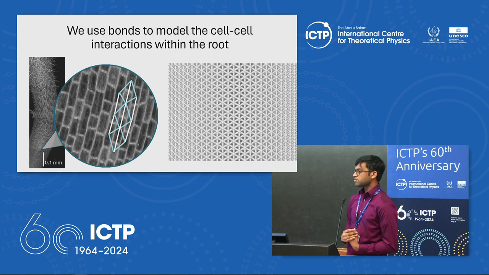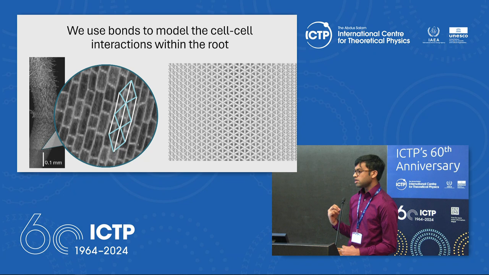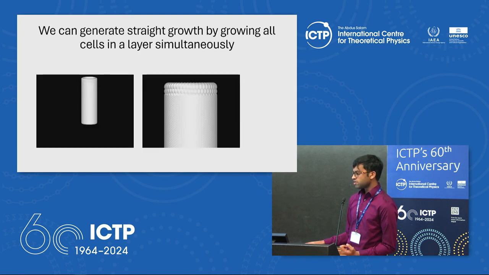And this lets us model what's going on in the root. This does have some limitations. For example, you can't model it if cell files slide too far past each other. But that ends up just fine. It turns out in the root, once a cell divides into place, it's not allowed to move relative to its neighbors. So every cell will always have the same neighbors, just like our model. So it's pretty easy to create straight growth. All you do is grow the rows in order.